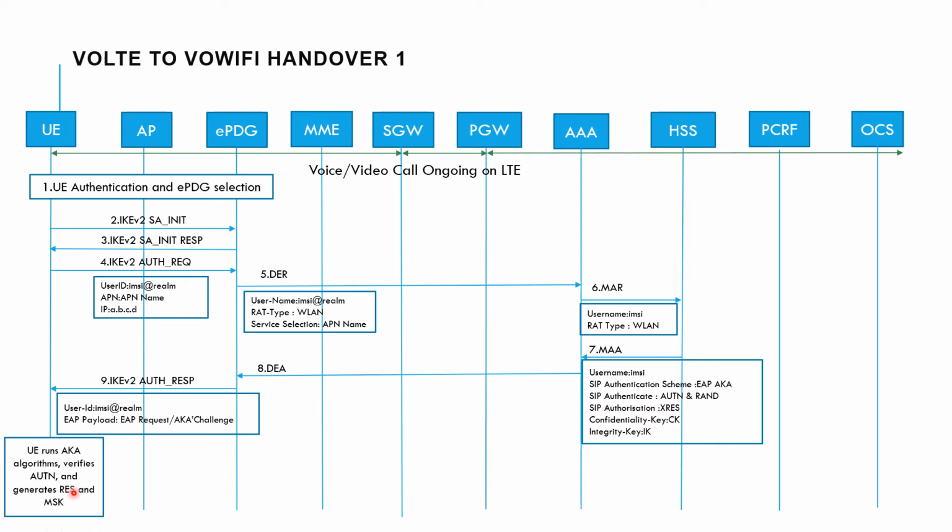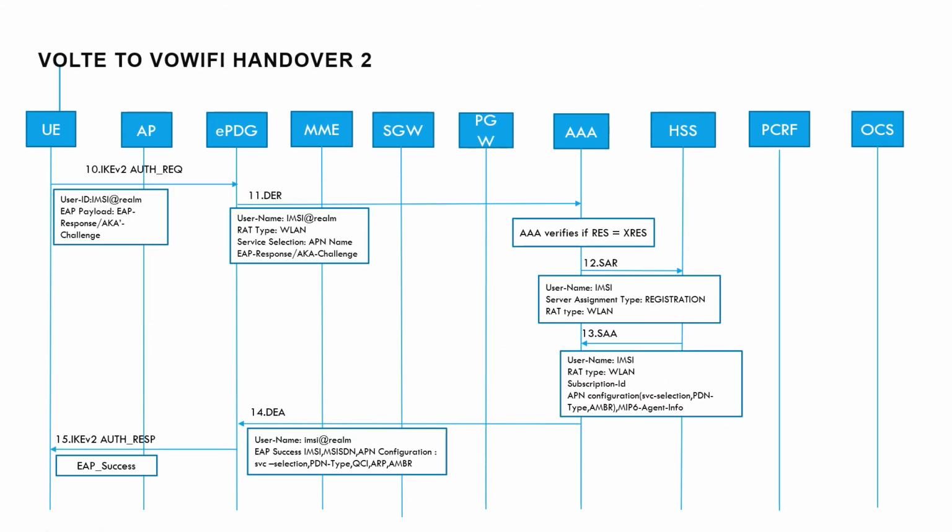So this RES is now sent to the EPDG using the IKEv2 auth request message. The IKEv2 auth request message sends this RES and the AKA challenge EAP payload. The main information elements in this message are the user ID, which is the IMSI, and then we have the EAP payload, which is the EAP response, which consists of all these authentication vectors like the RES. It reaches the EPDG.